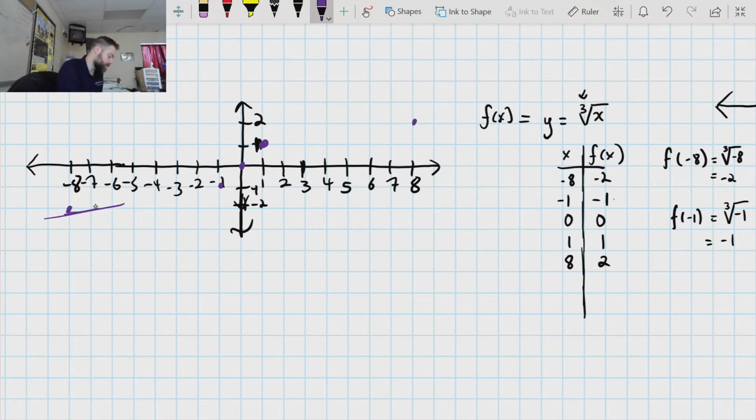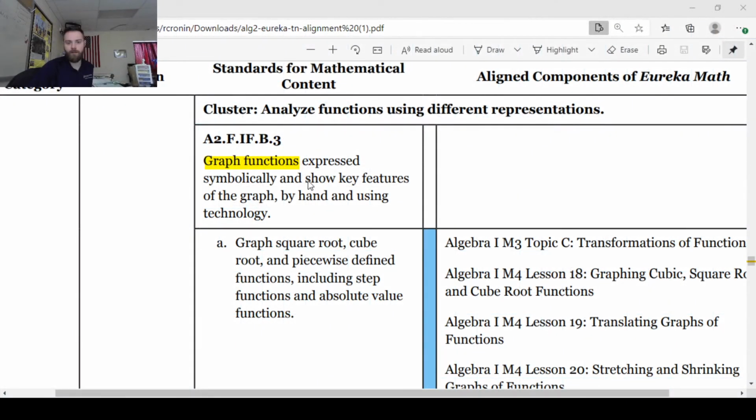So if I draw this in, right, nice smooth curve, I get something that looks kind of like the cubic function, but rotated and flipped. So this is the cube root function, and remember that's part of your standard.